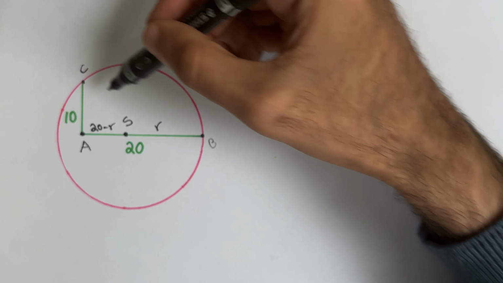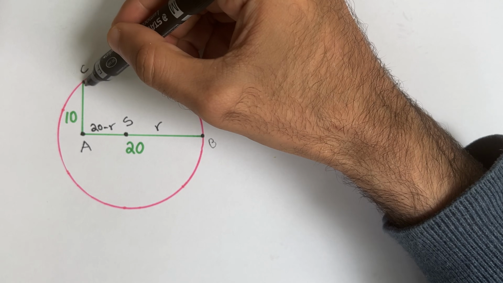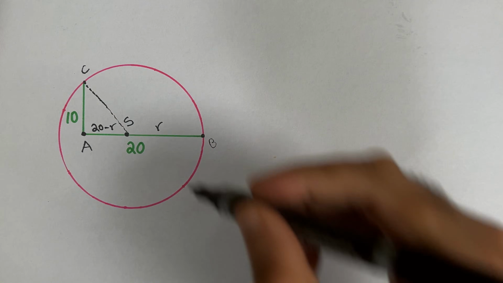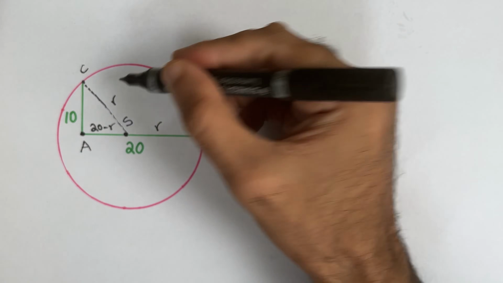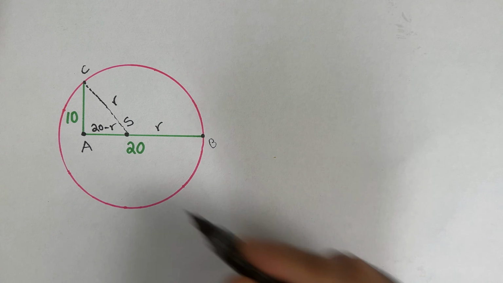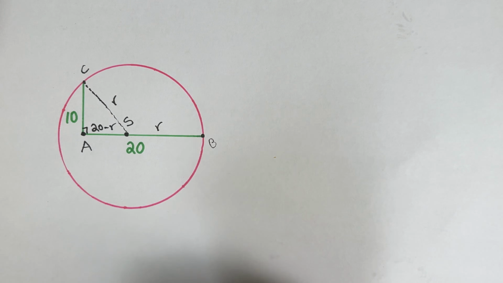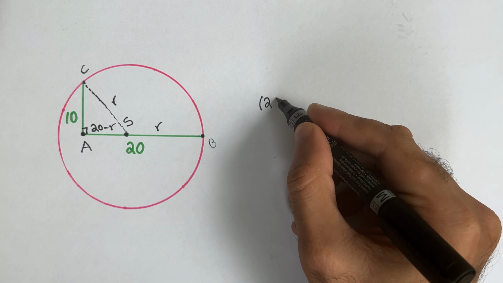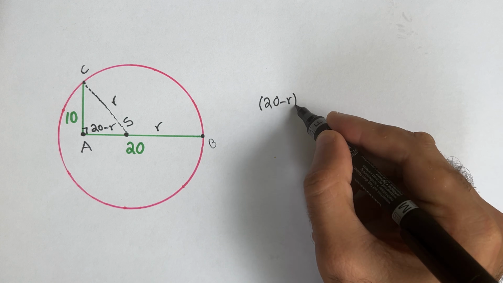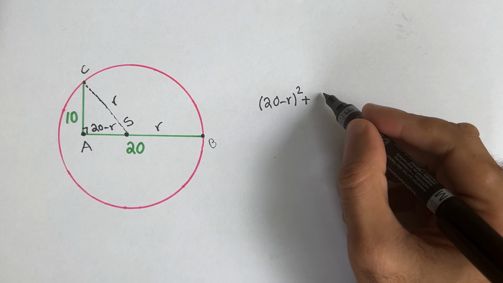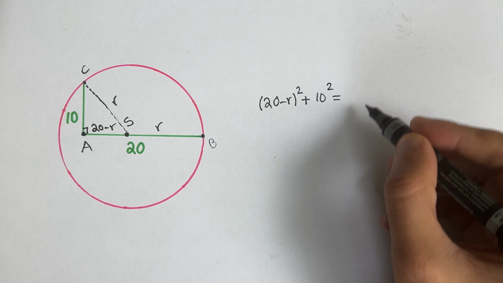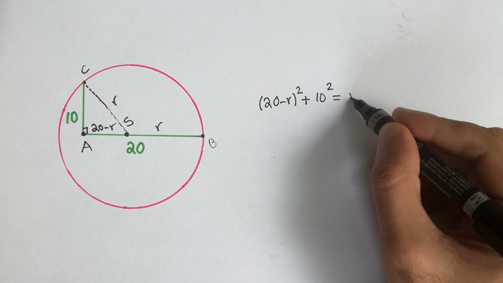So now let's connect these 2 points and see what we get. If we connect these 2 points, we get something like this. And we also know this is the radius of our circle, so we call it R. Here we have a right angle triangle. So now we can use the beautiful Pythagoras theorem and see what we get. We can write this as (20 minus R) squared plus the other side, which is 10 squared. This needs to be the same as the hypotenuse squared, which is R squared.